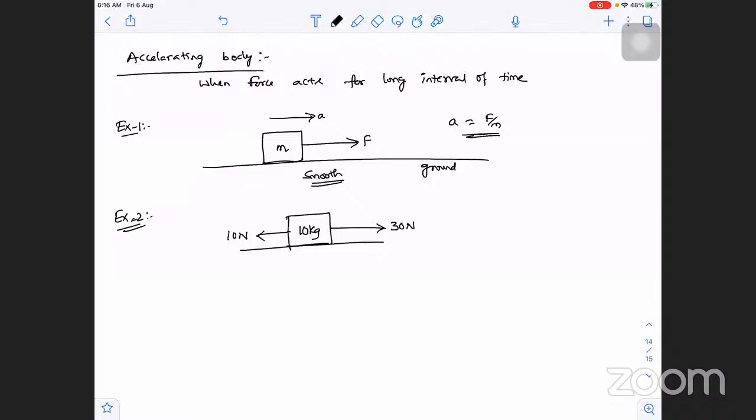Now 30 is acting, more force is acting towards right, so it will accelerate towards right. Then what is the acceleration equal to? Net force divided by mass. What is the net force value? Two vectors are there, both opposite to each other. The resultant of two vectors will be A minus B. I think you remember this. Then the acceleration value is 2 meters per second square, in the direction of the higher value of the force, towards right.